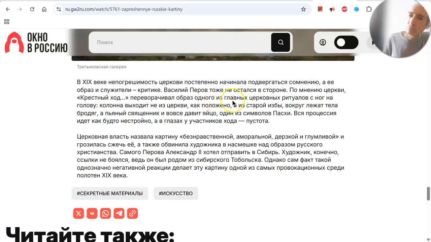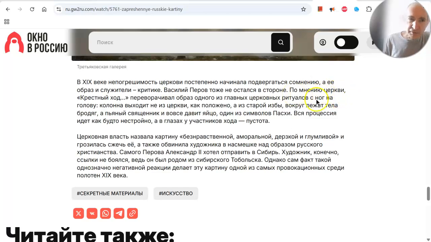Главных, most important. Like main. Basically, главных comes from главное, which means main. Ritual of rituals. С ног на голову, upside down. Literally, from feet to head. But it means upside down. So look how it all works together.